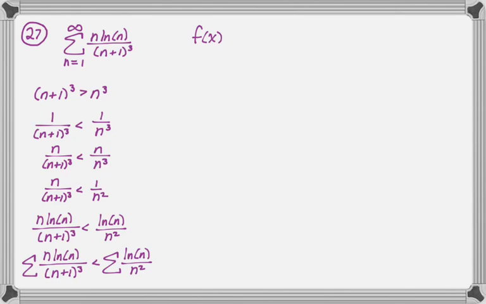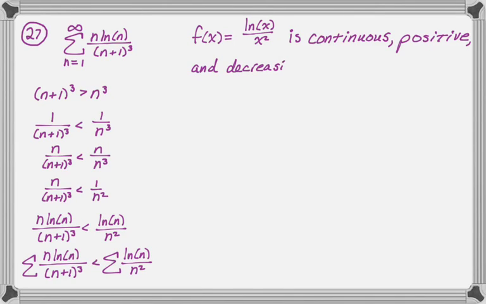So f of x is the natural log of x over x squared. All right, so that is definitely continuous. It is definitely positive, because remember, we're going from 1 to infinity. And then I did the work separately, but this turns out to be decreasing when x is greater than or equal to 2. So we're looking for integers, so it's not actually 2, but greater than or equal to 2 definitely works. So now I'm going to try to integrate.